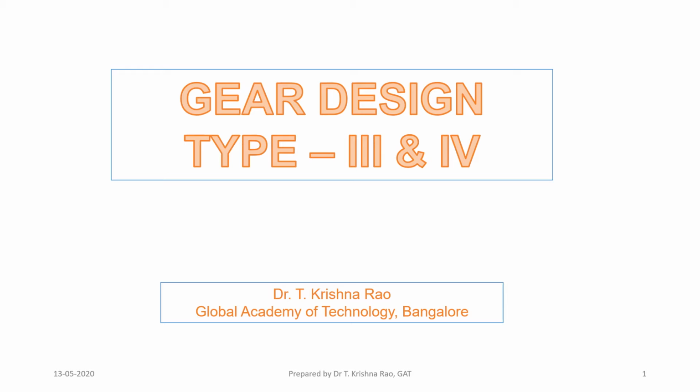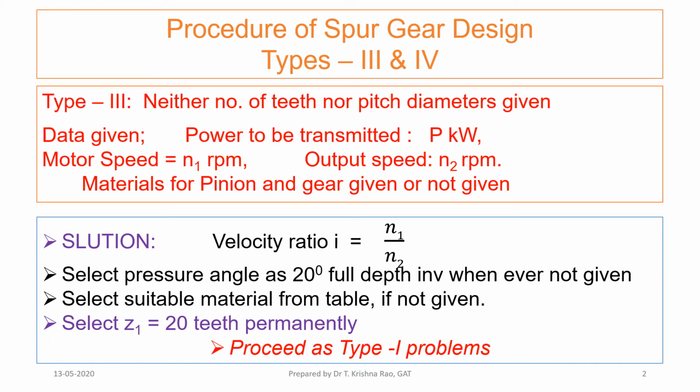This is the last video on spur gear design. We have already seen type 1 problems where the number of teeth are given, and type 2 problems where the diameters are given. There are two other varieties where we don't have either the number of teeth or diameters. That is called type 3: neither number of teeth nor pitch diameters given. And type 4: all the data given. Sometimes they'll ask you to find, for this gear and this data, what power the gear pair can transmit. These two types we will just discuss generally, not much different from what we have done earlier.